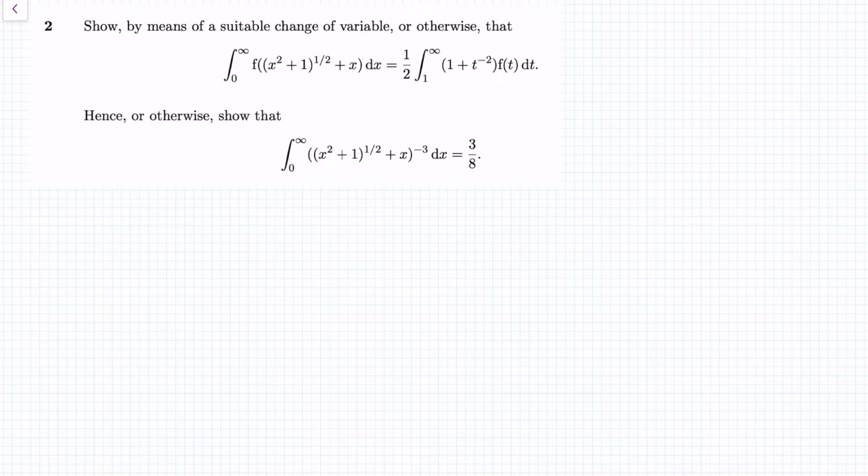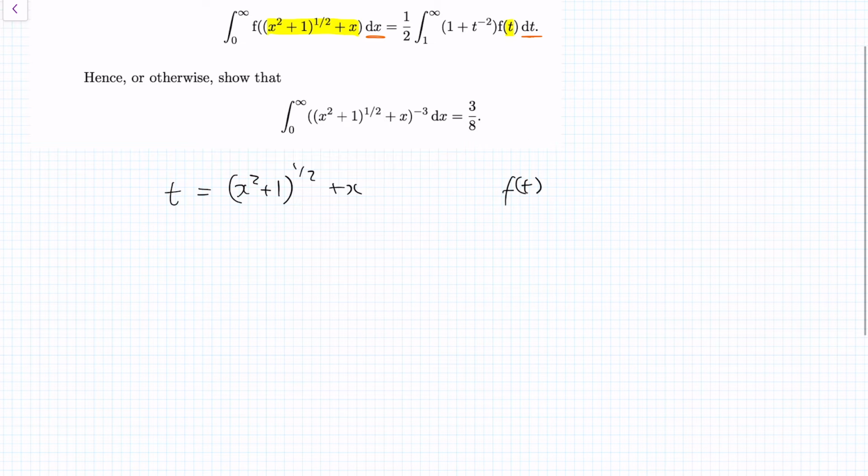Right. Okay. So the first part is that what seems quite a natural thing to do here, because you have f of something and we have f of t. So I think it's quite natural to define t to be (x squared plus 1) to the half plus x. And we want to replace, why did we do that? Because now f of that simply becomes f of t. And we want to replace dx with dt.